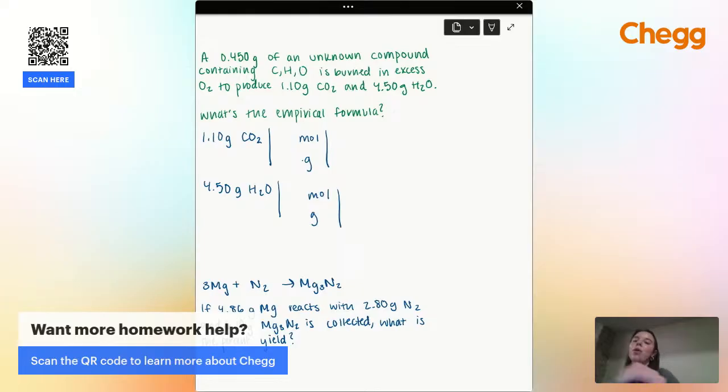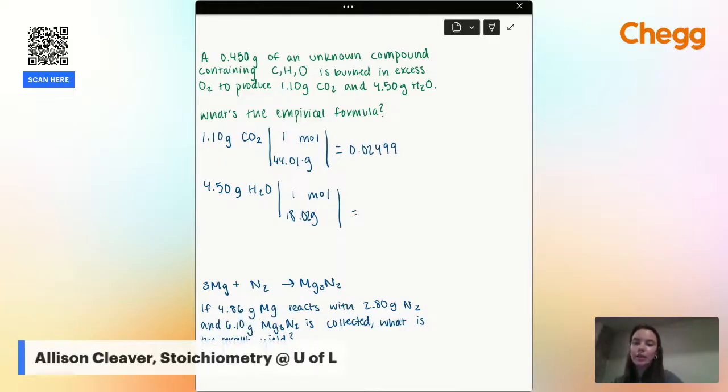All right, 3, 2, 1. You should have said 1 mole of CO2 is 44.01 grams. 1 mole of H2O is 18.02 grams. And then let's just divide across to figure out those moles. Same with the bottom, 4.5 divided by 18.02. Again, anything you solve, type that in the chat.